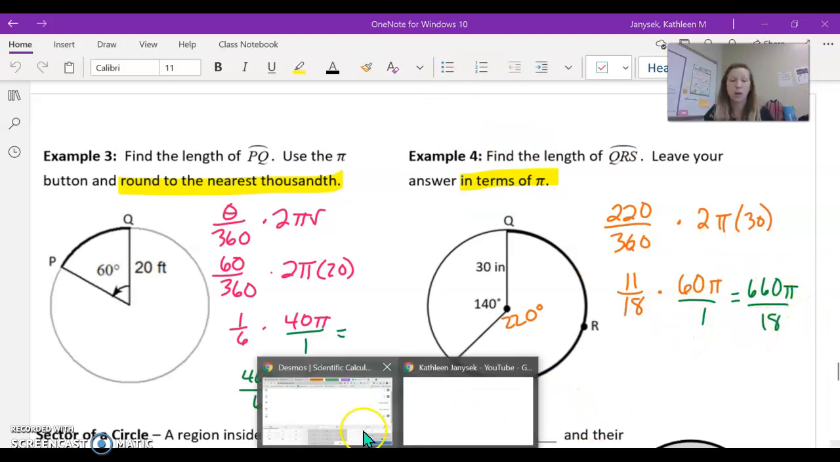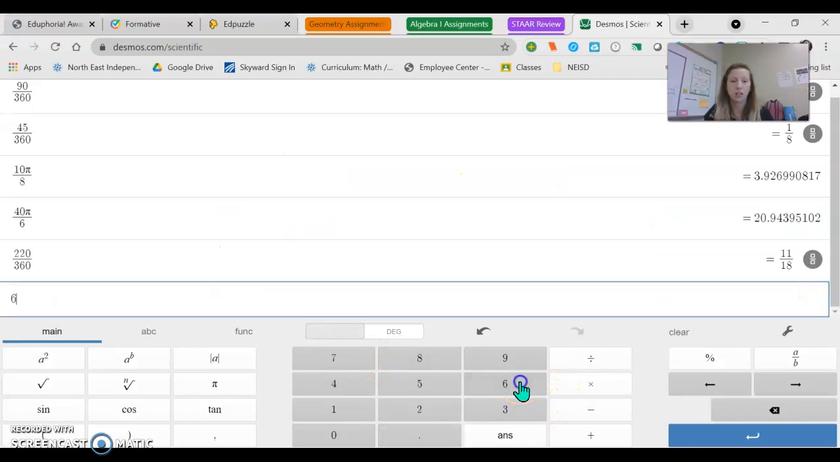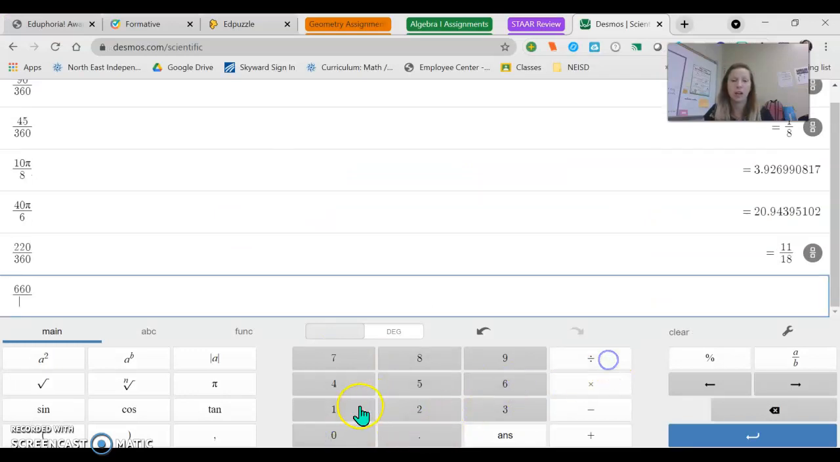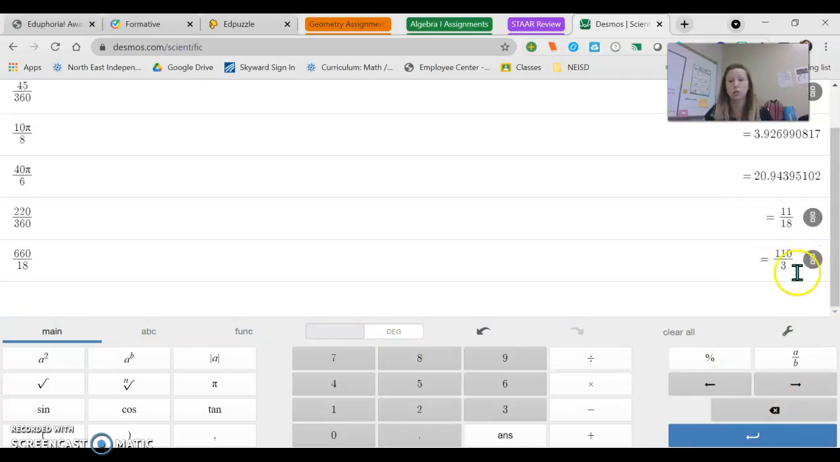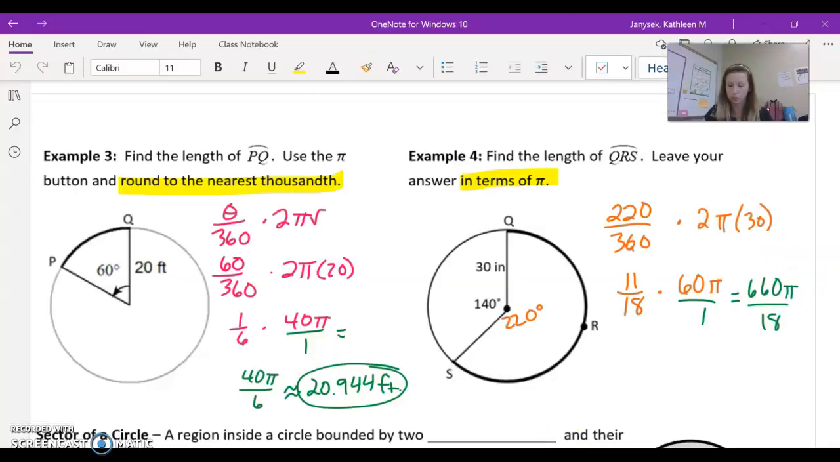So I'm going to pull back up the calculator and do 660 divided by 18. Not putting the pi in there. We want to keep the pi in our answer. And hit enter and see if it does reduce. It does reduce to 110 thirds. So our answer would be 110 pi over 3. 110 thirds, and then just don't forget to include the pi because you're bringing it down. And the unit is inches.